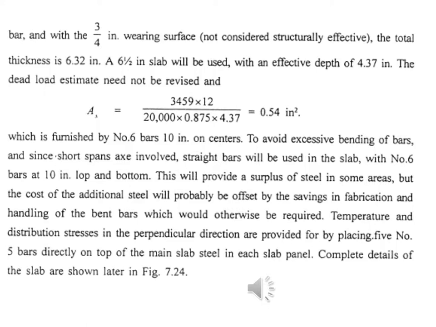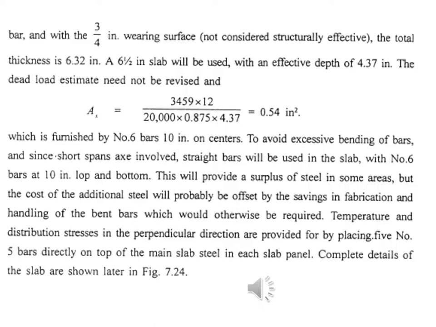So, in this case, we assume 3.4 inches for the wearing surface. The total thickness is 6.32 inches, with a 3.5 inch slab to be used, for which the effective depth is 4.37 inches. The moment estimate need not be revised, and As is 3,459 multiplied by 12, divided by 20,000 multiplied by 0.875 multiplied by 4.37, equal to 0.54 square inches, which is satisfied by number 6 bars at 10 inches on center.